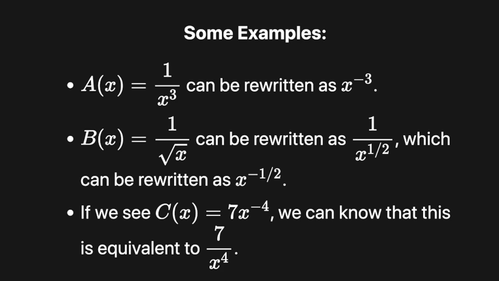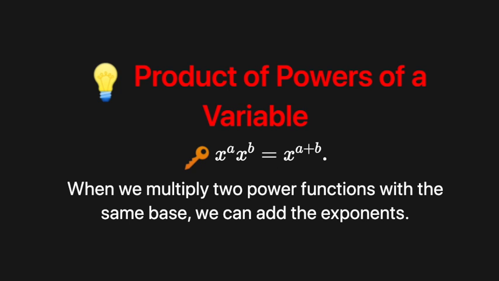1 over square root of x could be rewritten as 1 over x raised to the 1/2, which can be rewritten as x raised to the -1/2 power. 7 times x raised to the -4 could be rewritten as 7 over x to the fourth. Notice that only the x is being raised to the negative power, so only it goes to the denominator. The 7 isn't being affected by the negative exponent, so it gets to stay where it is.